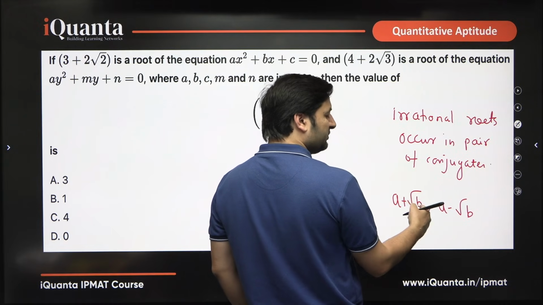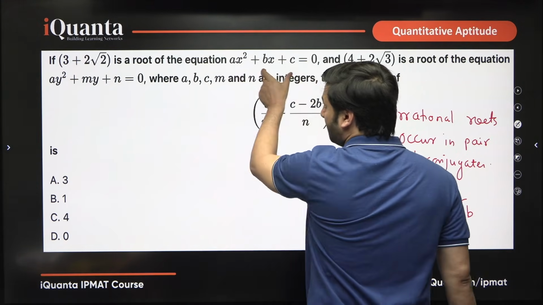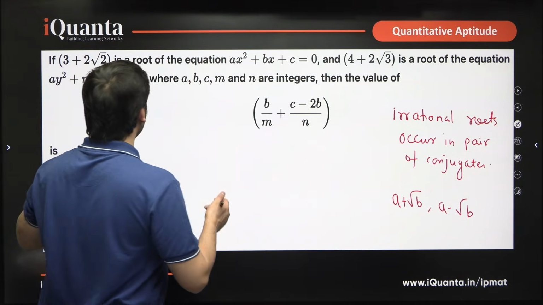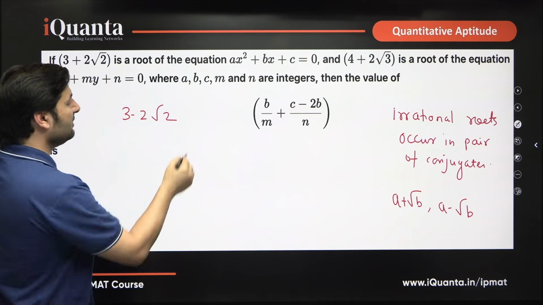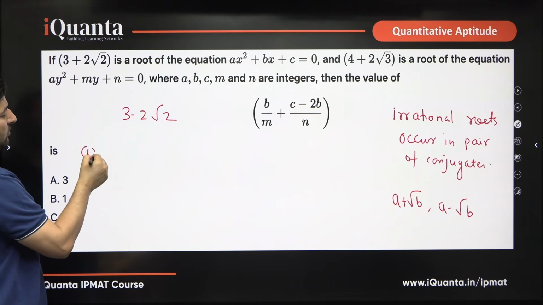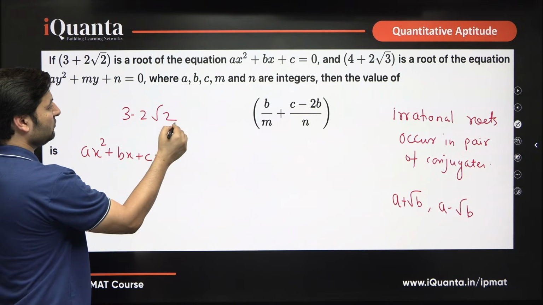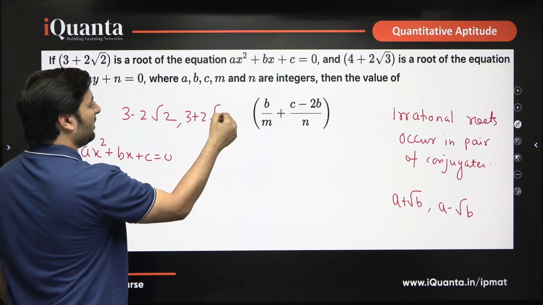So, you just have to change the sign in front of the root. Here also I know that this is my quadratic equation, it has 2 roots definitely because degree is 2. If 3 plus 2 root 2 is 1 root, then another root will be 3 minus 2 root 2, okay. So, this equation ax square plus bx plus c equal to 0 has 2 roots, 3 minus 2 root 2, and the first root was given 3 plus 2 root 2. I hope this is clear.